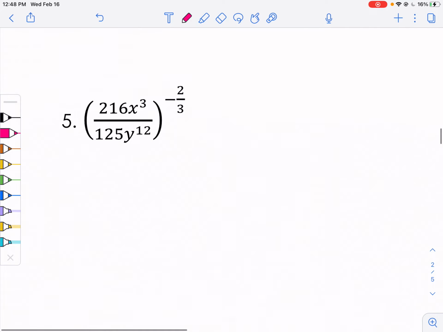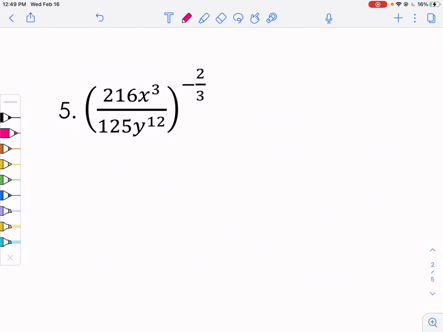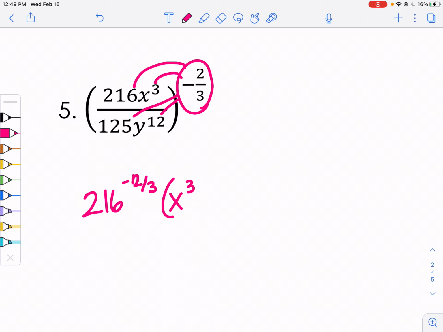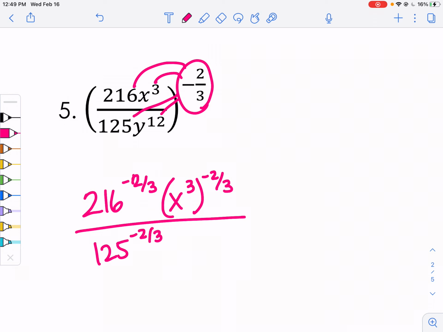All right, two more. Let's look at this example. So I know that the negative 2/3 applies to everything, right? Applies to 4 things there. So I know that I'm going to have 216 to the power of negative 2/3, x to the third to the power of negative 2/3, 125 to the power of negative 2/3, and y to the 12th to the power of negative 2/3. So you can see that I took the negative 2/3 and I plugged it onto each element of this term.